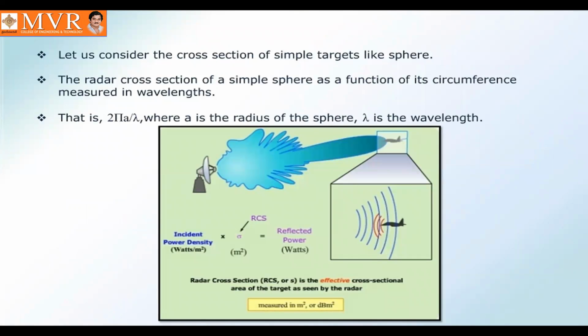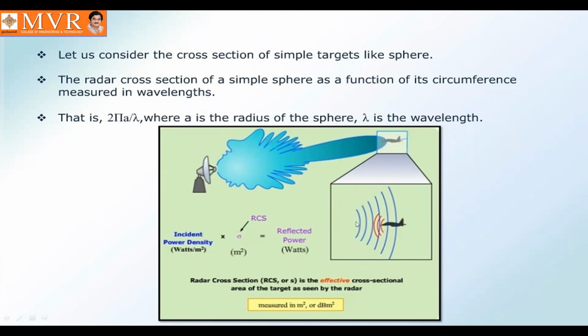And now let us consider the cross section of this simple target. Here we have taken a sphere, and see this is the radar cross section area. So this is the transmitter power. Whatever the transmitter is, it has the radiation pattern of that particular antenna, and it will be directed towards the radar.